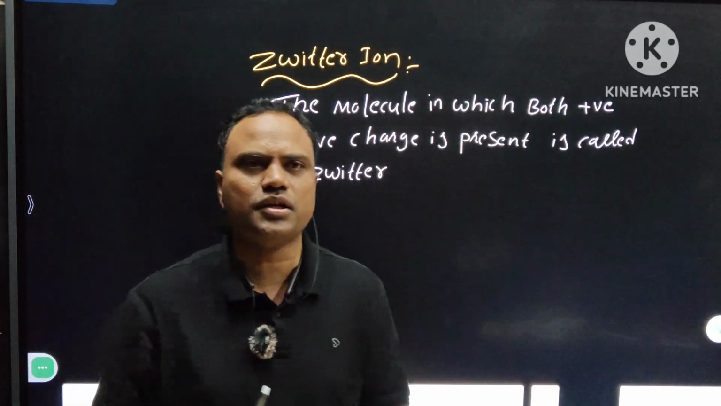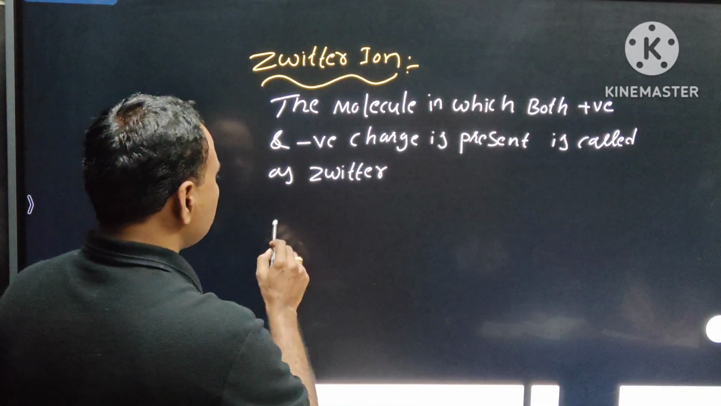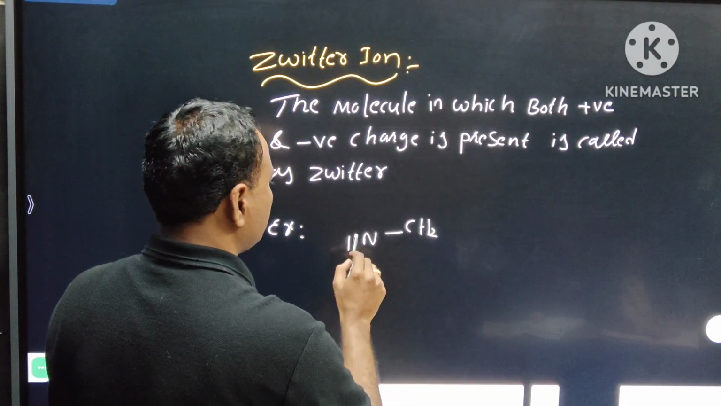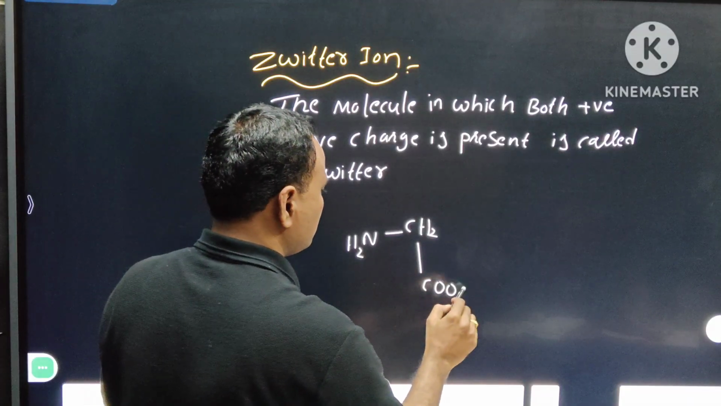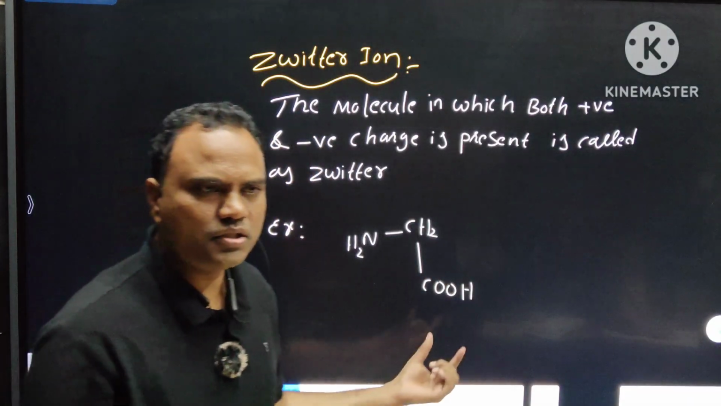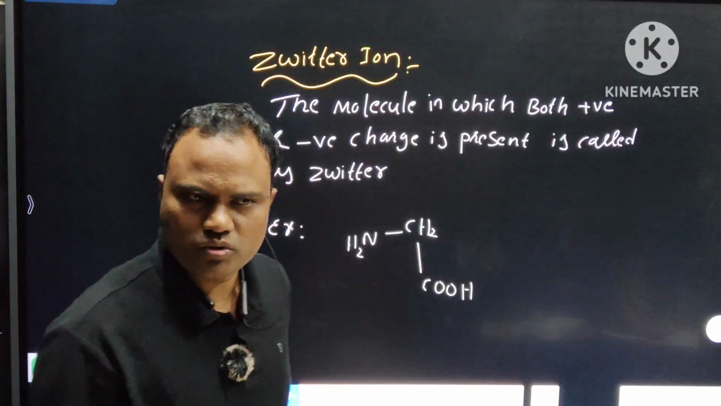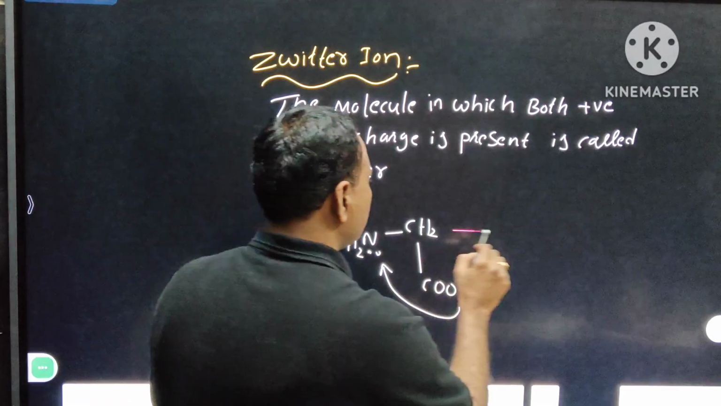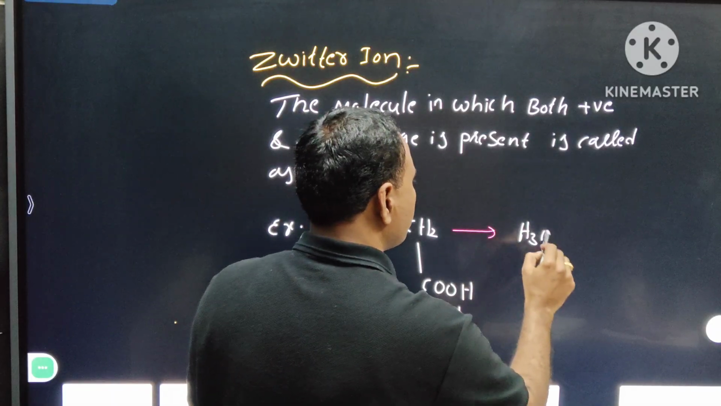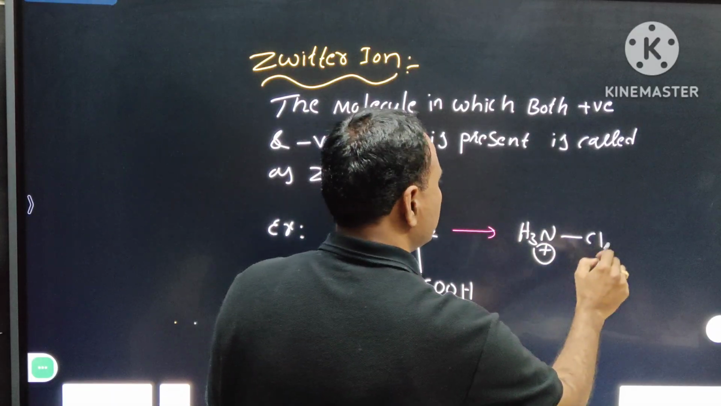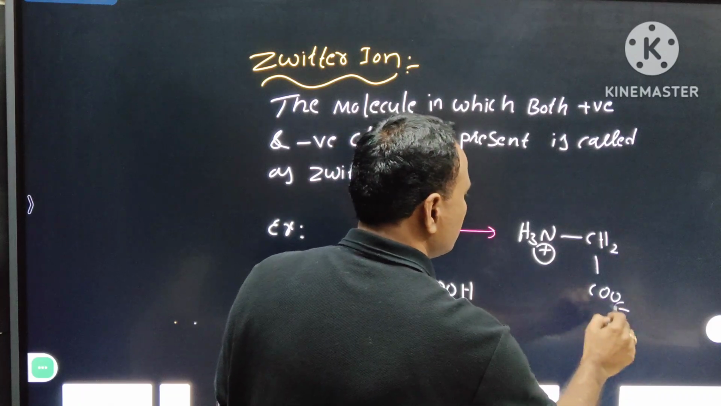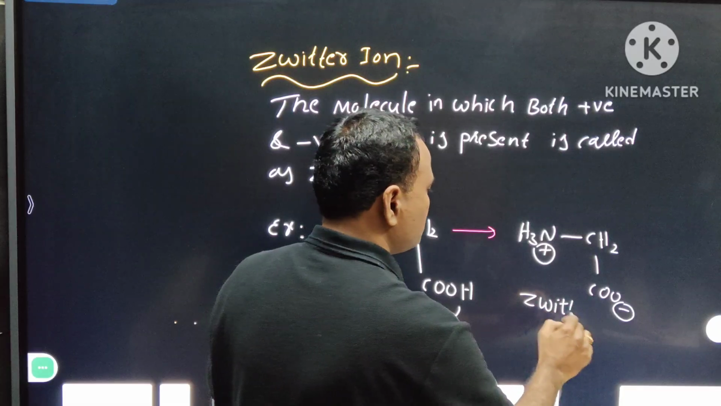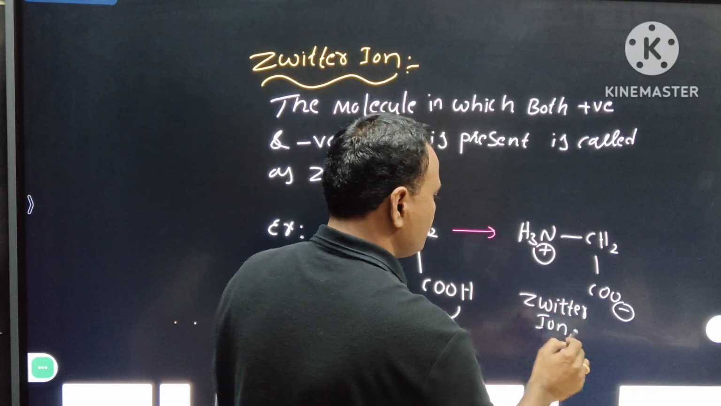Let us take amino acid. In this amino acid, the acid group is there, na? That acid group donates a proton to nitrogen. Then what we will get? Nitrogen with a positive charge, CH2, and COO negative. This is called a Zwitter ion.